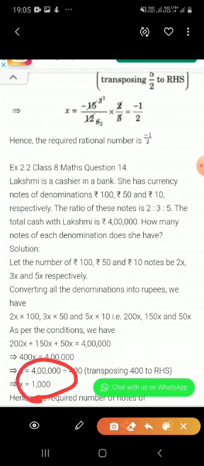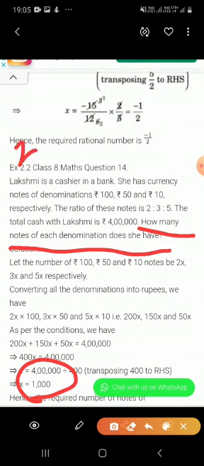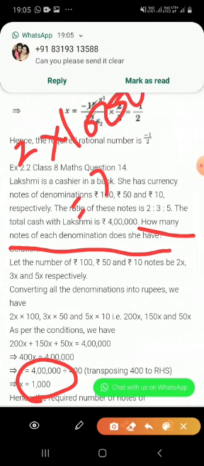But what are they asking? How many notes of each denomination does she have? So we have assumed 100 rupee notes as 2x. So 100 rupee notes will be 2x, that is 2 into 1000. That is 2000 notes.